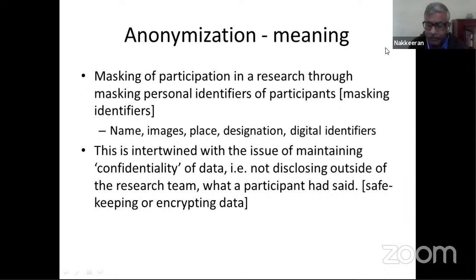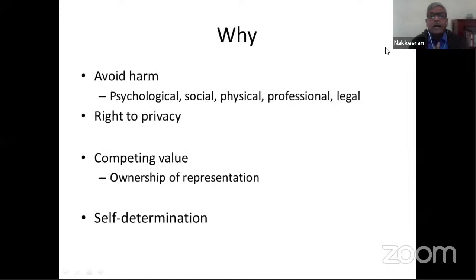Okay, so when we talk about informed consent, we don't just take, are you willing to be part of the study or not? It's a very descriptive, negotiated process where you also take consent for anonymization, degrees of anonymization, etc. And why should we anonymize data?